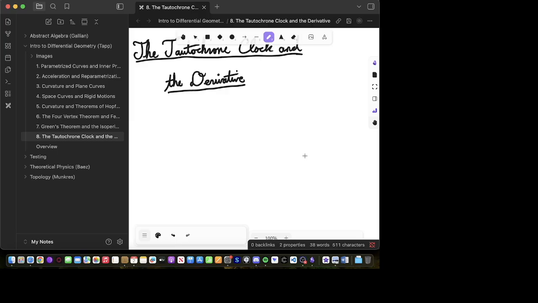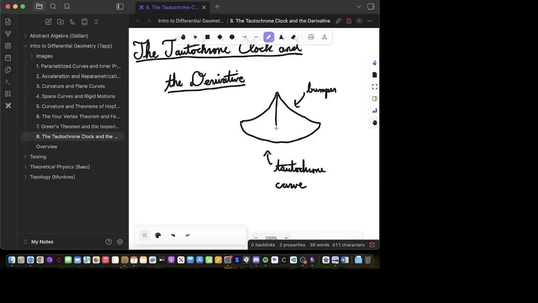And so the idea was to create this Tautochrone curve. It's a very bad drawing. And there would be these sorts of bumpers. So the pendulum would sort of wrap around the bumper like so. And then that should theoretically allow it to keep track of time much better than that of a circle.